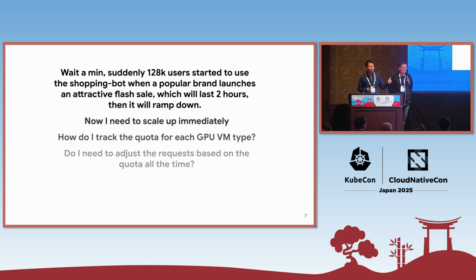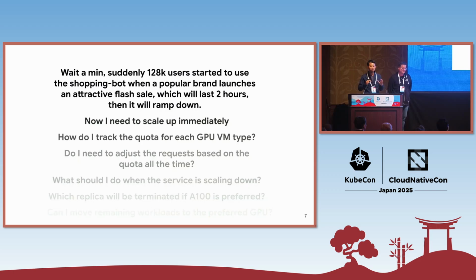And do I need to, throughout this whole journey, change the quota of each GPU type the whole time? And also, when the services start to slow down, I actually prefer to have more pods remain on, let's say, the A100, because that's the preferred platform. It has better cost performance. How do I do this? And if I have the application running on multiple GPU platforms, can I move it from one platform to the other to balance things out?